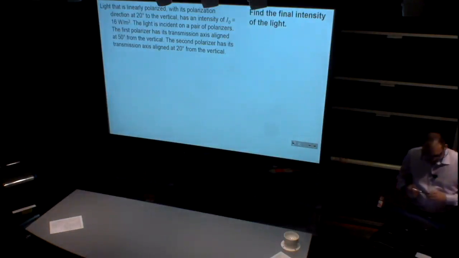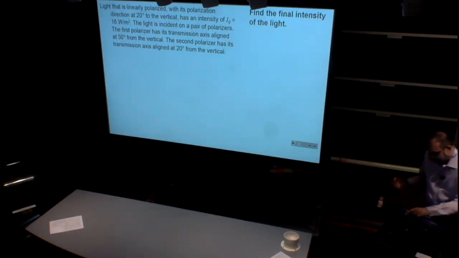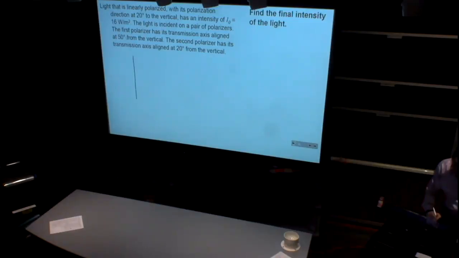So in this situation, we have to draw a picture which represents everything. First, linearly polarized light. So it has been already polarized, which means there was an additional polarizer used before. How does it travel? At 20 to the vertical. Well, okay, I don't like it, but I have to follow this agreement. So I start from drawing a vertical axis. This is a positive number. So clockwise from that axis by 20 degrees, that's going to be the electric field number one. The initial intensity is 16 watt per meter squared.